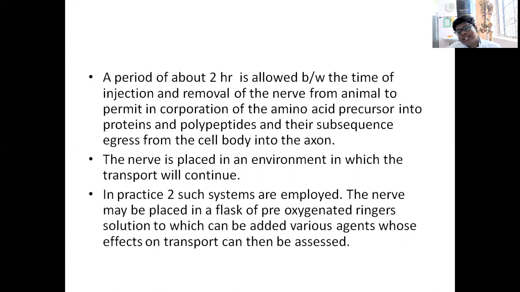The nerve is placed in an environment in which the transport will continue. In practice, 2 such systems are employed. The nerve may be placed in a flask of pre-oxygenated Ringer solution, to which various agents can be added to affect the transport, which can then be assessed.